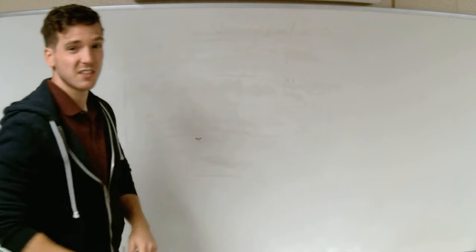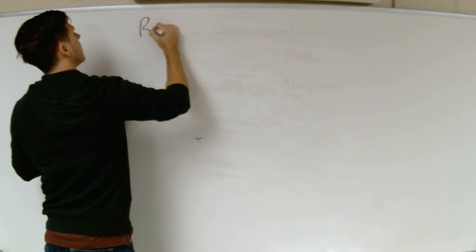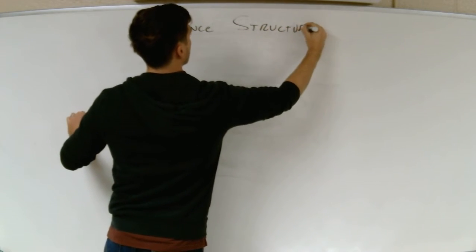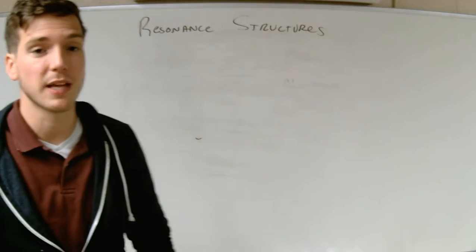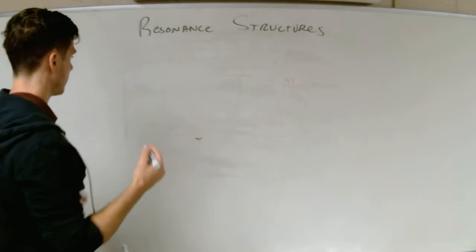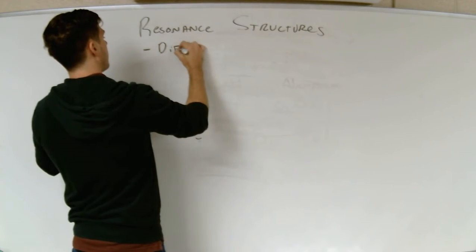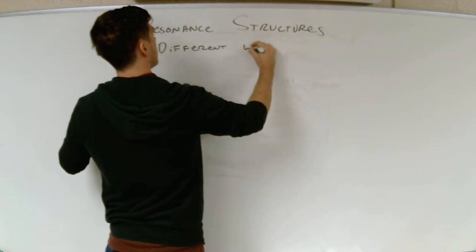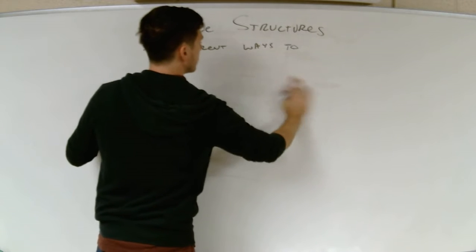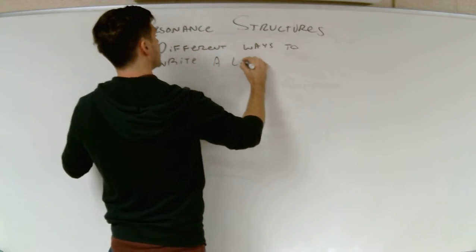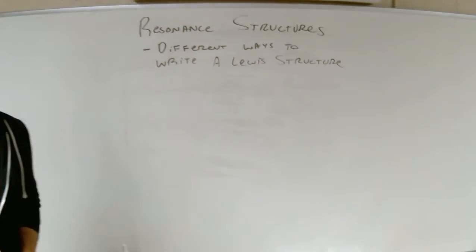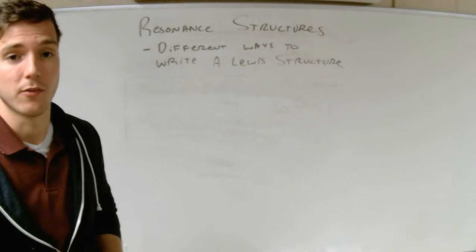Okay, there are these things called resonance structures. There could sometimes be more ways to write a Lewis structure, more correct ways. So it's just different ways to write a Lewis structure. And really what it is, it's just moving a double bond around on a Lewis structure.